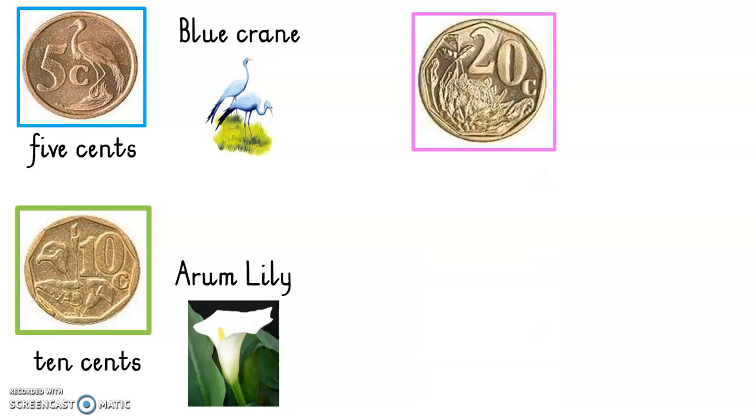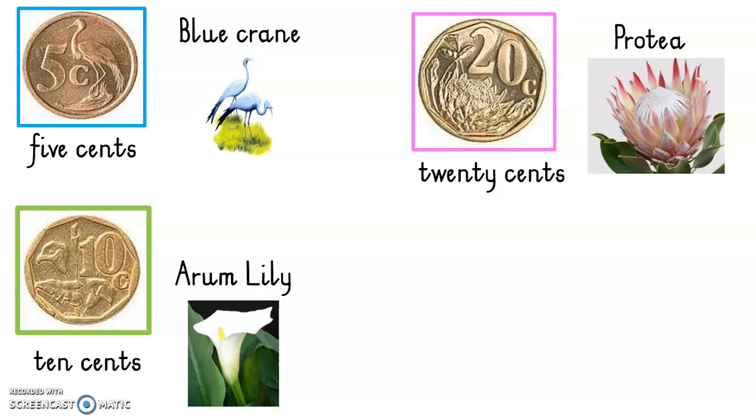The next coin is a 20 cent coin. A 20 cent coin is much bigger than a 10 cent coin, a little bit smaller than a 5 cent coin. It is also gold, and the number name is written like this, 20 cents. The flower on a 20 cent coin is called a protea. It is our national flower and Mrs. Mitchell's favorite. Look at the beautiful flower. It has pink yellowish colors and a beautiful center.